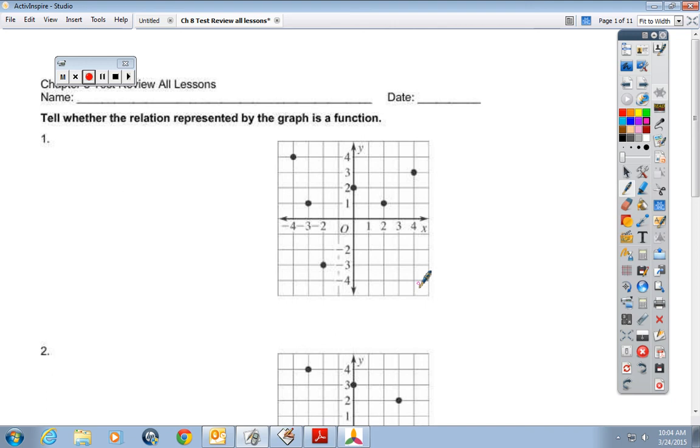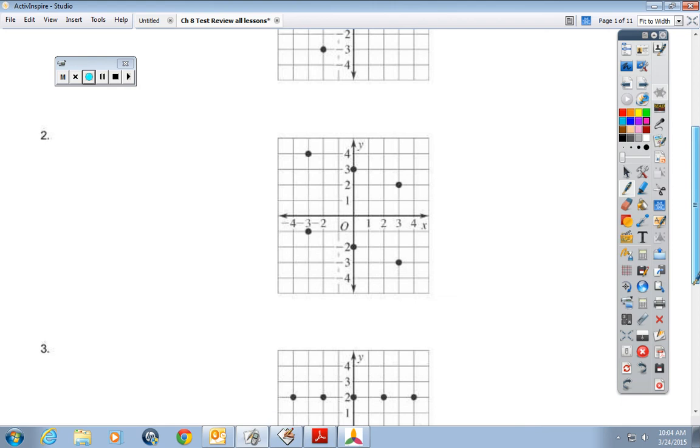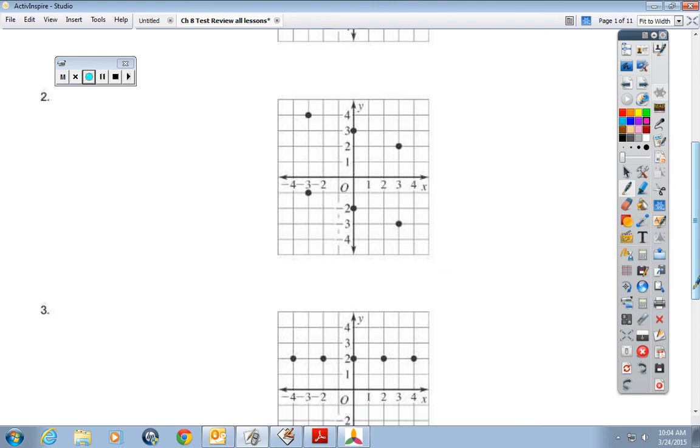So for this, you could put yes or function or anything to indicate that this is a function. Okay? Any questions on that one? Same thing for number 2. We see that immediately this has 2 points, and this has 2 points, and this has 2 points. So this one is not a function.